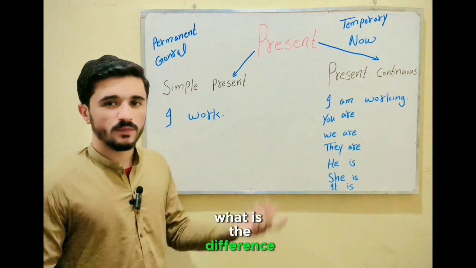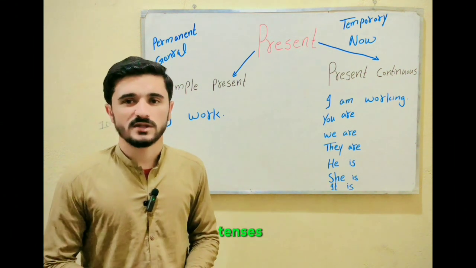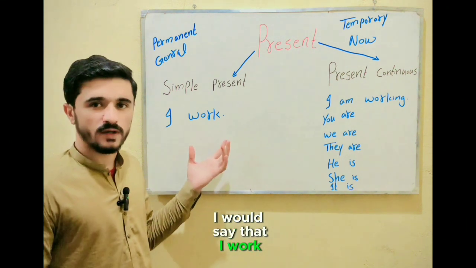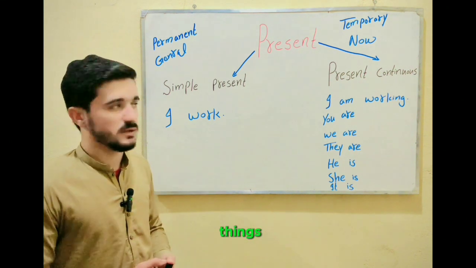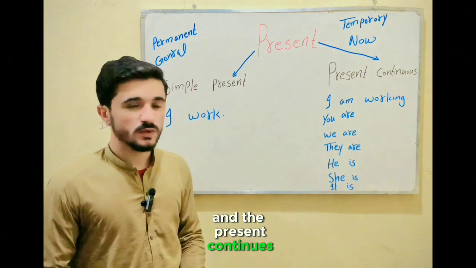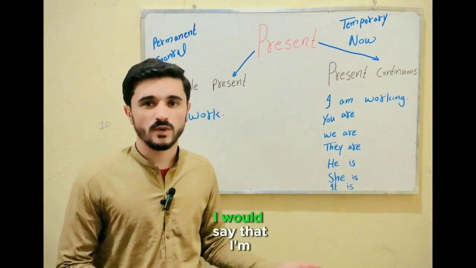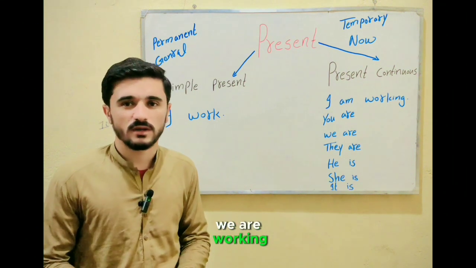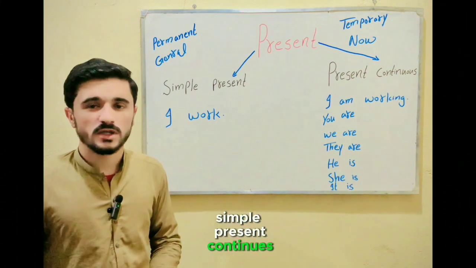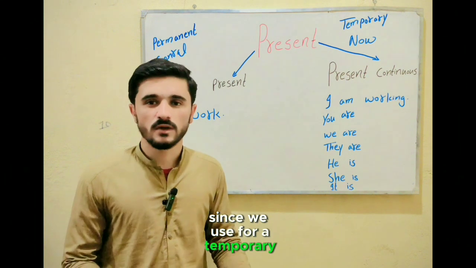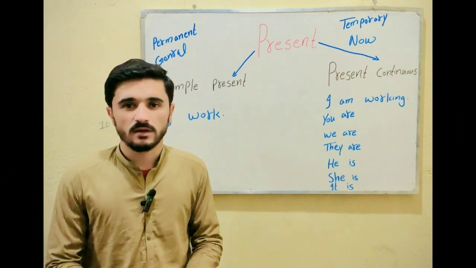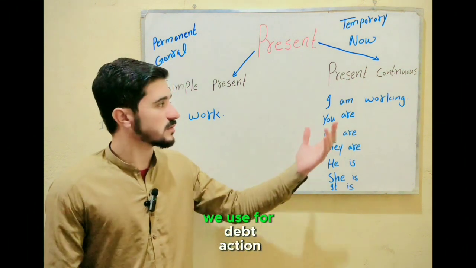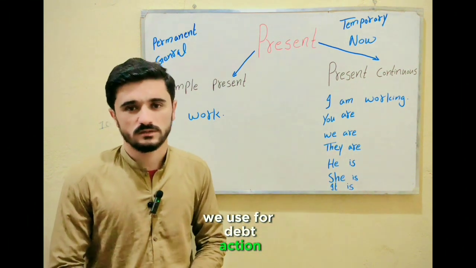So what is the difference between these two tenses? I would say I work in the simple present tense, and in the present continuous, I am working. I'm working, you are working, we are working. We use the present continuous tense for a temporary or short time, and for actions which are happening right now.